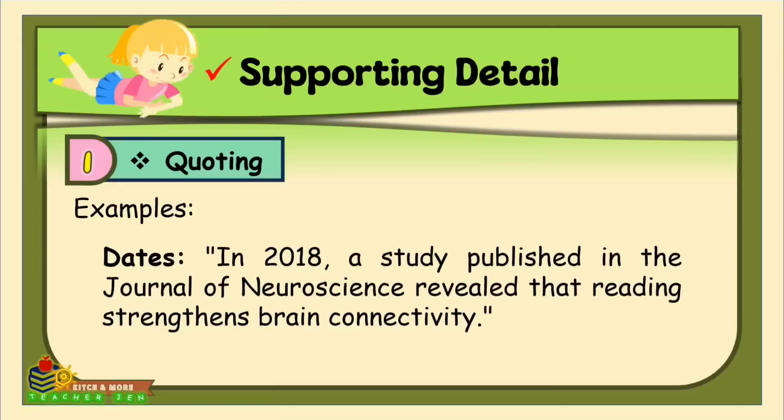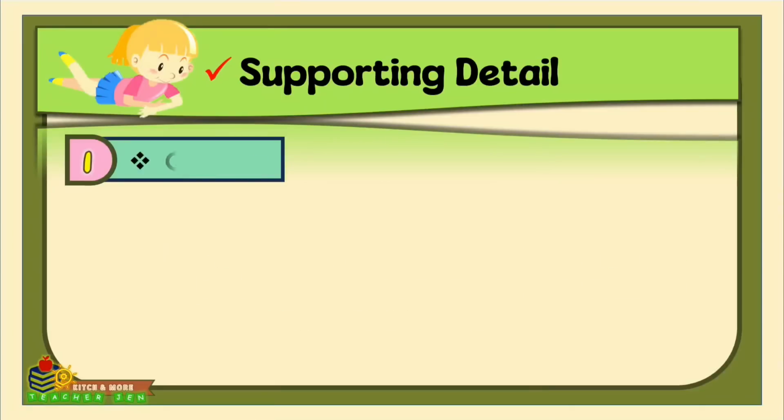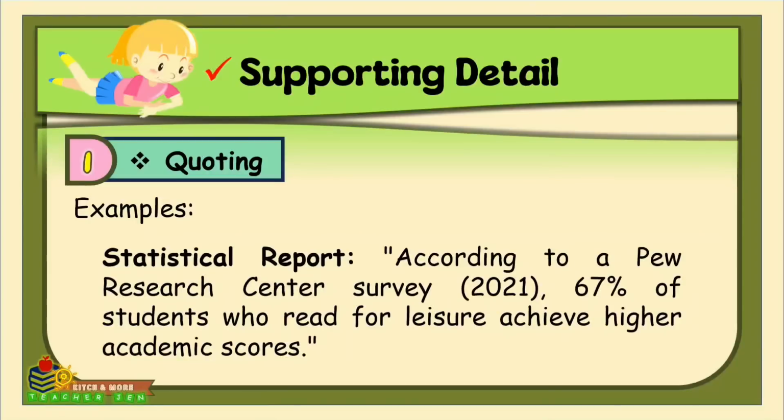Next, aside from figures, we can also use dates. In 2018, a study published in the Journal of Neuroscience revealed that reading strengthens brain connectivity. So, in this supporting detail, our evidence is using dates, which is 2018. Then here is another one, statistical report. According to a Pew Research Center survey in 2021, 67% of students who read for leisure achieve higher academic scores. It uses statistical report, particularly mentioning 67% of students.